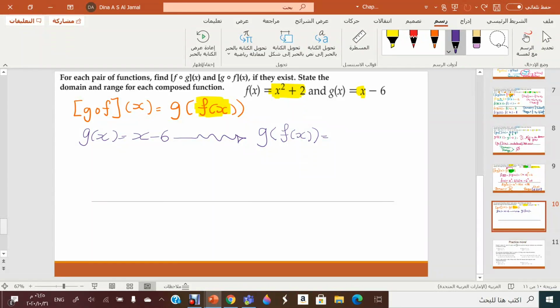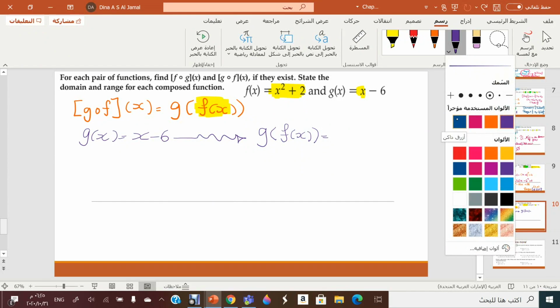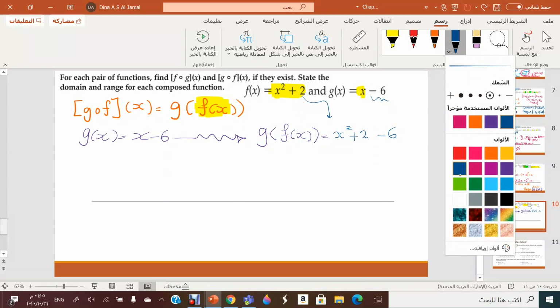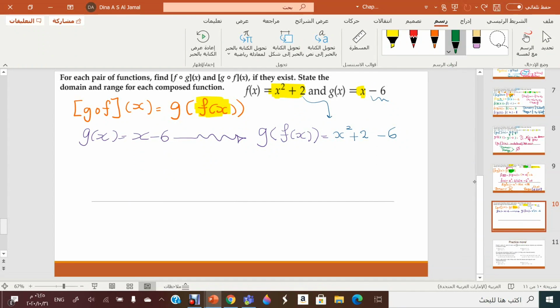Now let's think of it. If I would like to take off each x, that means instead of the x I will be putting my f of x, which is x squared plus 2. And now what is the remaining? You have minus 6. So let's put it as it is now, and let's simplify it. So g of f of x is x squared, and you have here like terms, so it is minus 4.